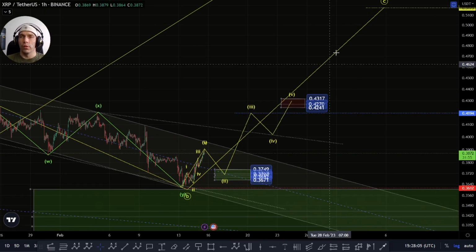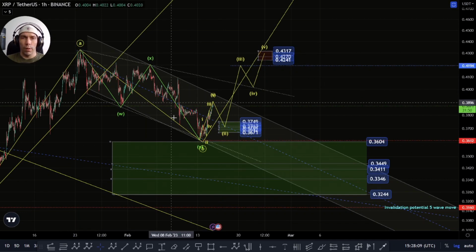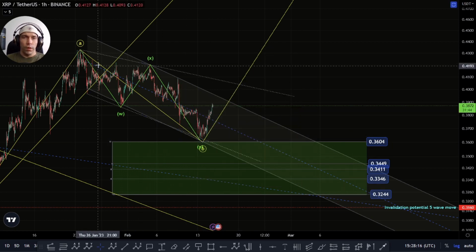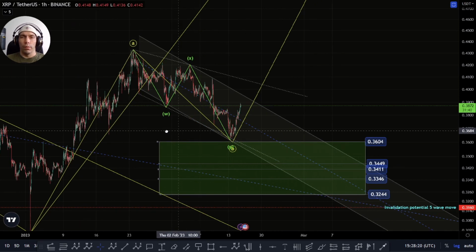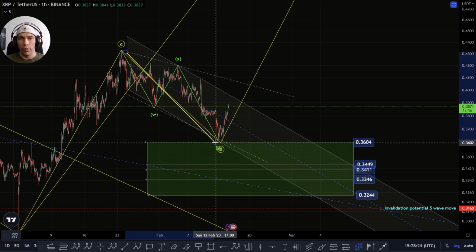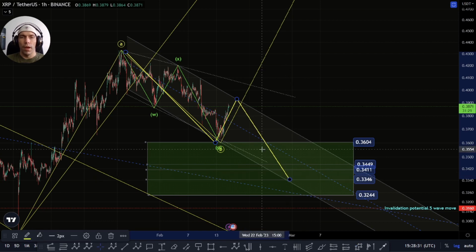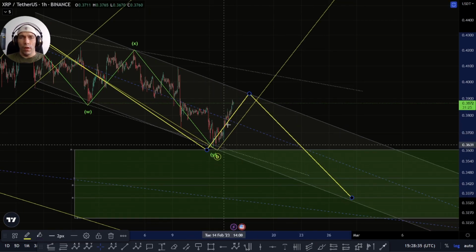Looking to potentially start forming this C wave. It is also possible that we could still be within this B wave. We've only just come into the top end range of this, so it could play out that we form this as a W. We come back up here and form a connector wave, and then we look to push down one more time and push deeper into the zone. So we need to see how this plays out.